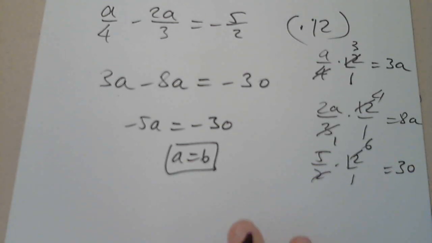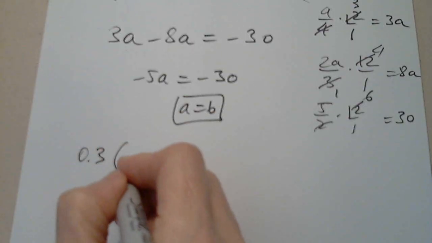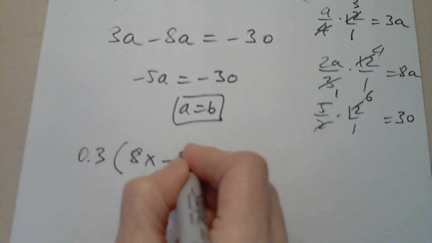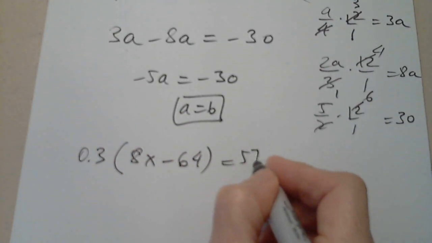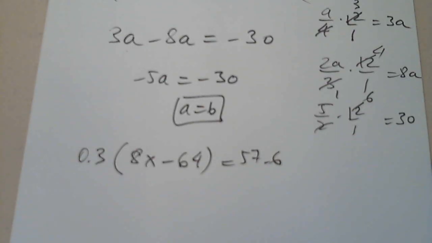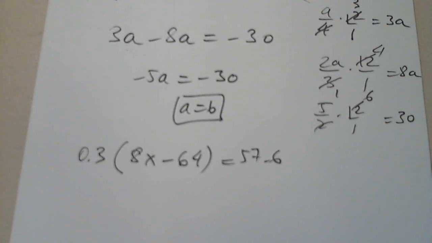Very good. So here we have 0.3x minus 64 equals 57.6. You can use C, doesn't matter. I use X because it's easier for me to write. Here I have two options. Option 1, I will multiply both sides by 10. Option 2, I'll divide both sides by 0.3. And then see what happens.